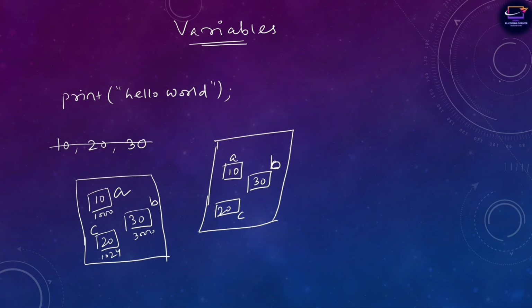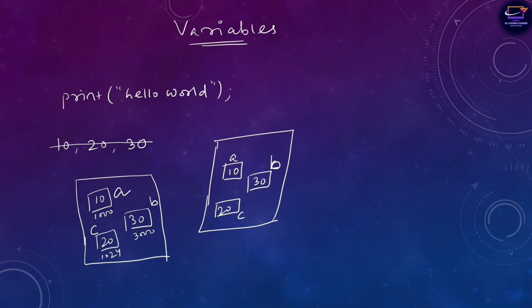Okay. So now if you want to access these numbers, then you can easily access them by calling the name only, like A, fine. You can call B, then 30 will be displayed, or you can call C or print C, then 20 will be displayed. So you can easily fetch the value by their names. So these A, B, C, what are these? These are variable names. These are variables.